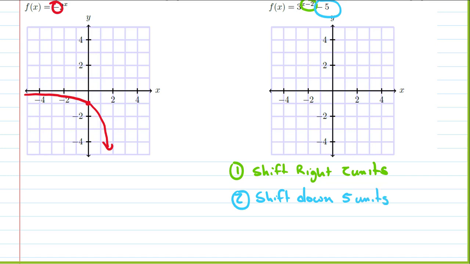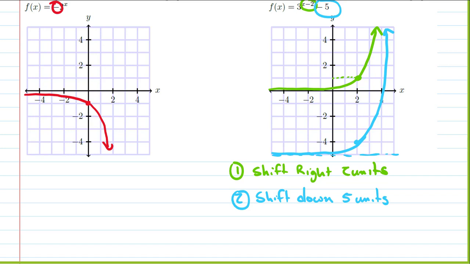So if we take our graph and we know it starts at (0, 1), and we shift it right 2 units, we get this point. Our asymptote looks like this. Then we shift our asymptote down 5 units. That brings us down here. Shift this down 5 units. 1, 2, 3, 4, 5. We get our graph looks something like this. So that would be our exponential growth function shifted 2 units to the right and down 5 units.